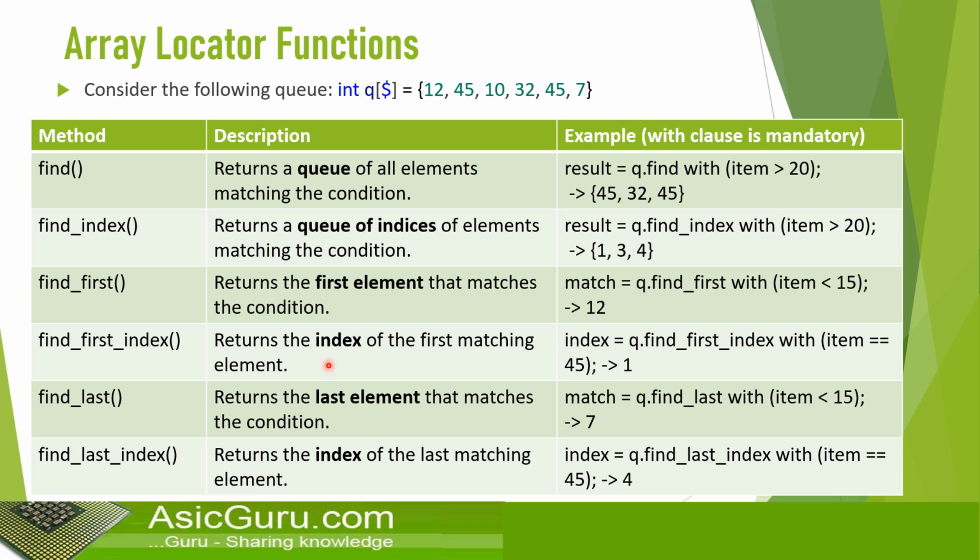Next, we have find_first_index, which returns the index of the first matching element. Here the condition is item equals 45. This condition matches at this index, so it returns the index 1. Next, we have find_last. It returns the last element that matches the condition, and similarly we have find_last_index, which returns the index of the last matching element. The important point to note here is that the with clause is mandatory for all these functions. And these locator functions are very useful when filtering or searching data structures efficiently.